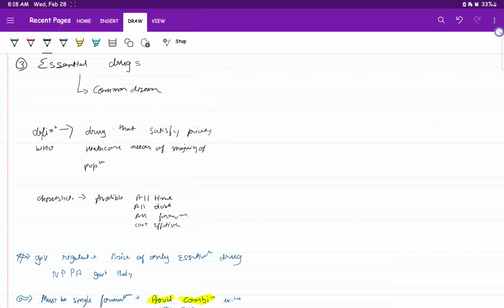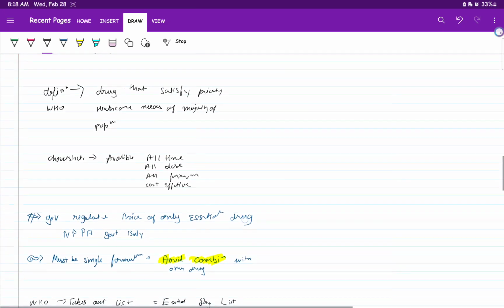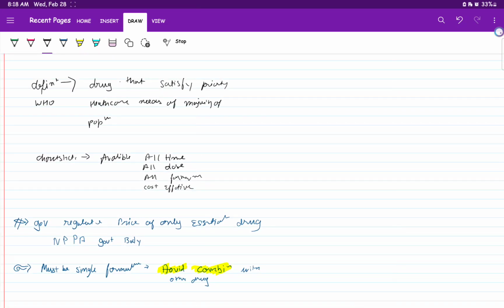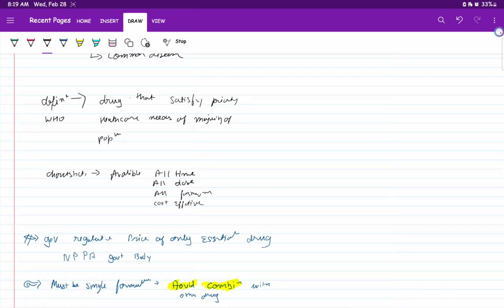Essential drugs. Essential drugs are the common drugs for common diseases. Definition is drugs that satisfy priority healthcare needs of the majority of the population. Characteristics of essential drug: it is available at all times, in all dose forms, in all formulations, and it must be cost effective. So government regulates the price of only essential drugs. NPPA, a government body.